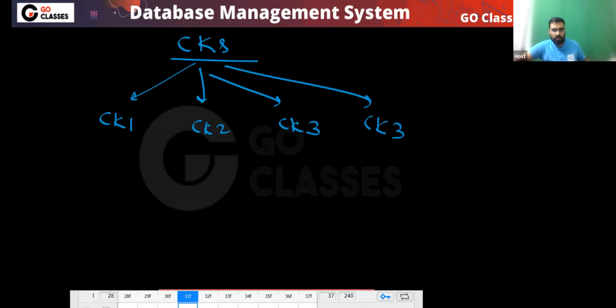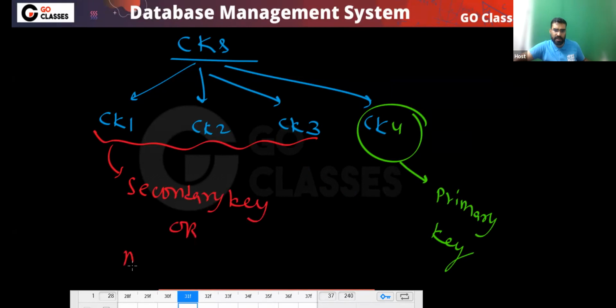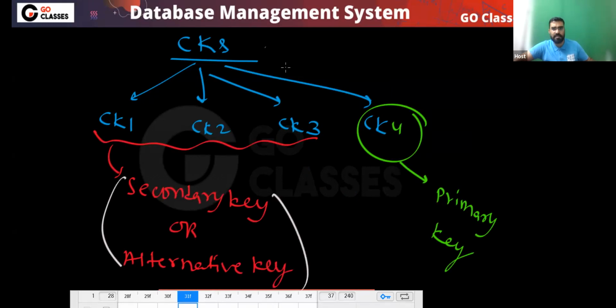One of them we choose as primary key, right? Yes or no? For example, let's assume this we select as primary key. The remaining candidate keys, we call them secondary key or alternative key. Is this clear? The remaining candidate keys, we call them this. Is this clear? Tell me.